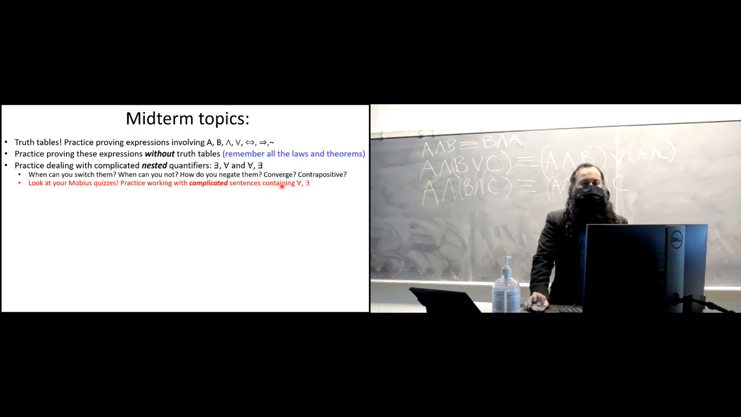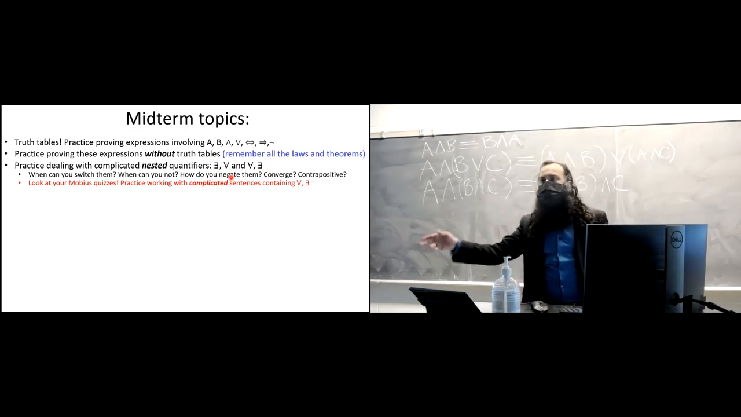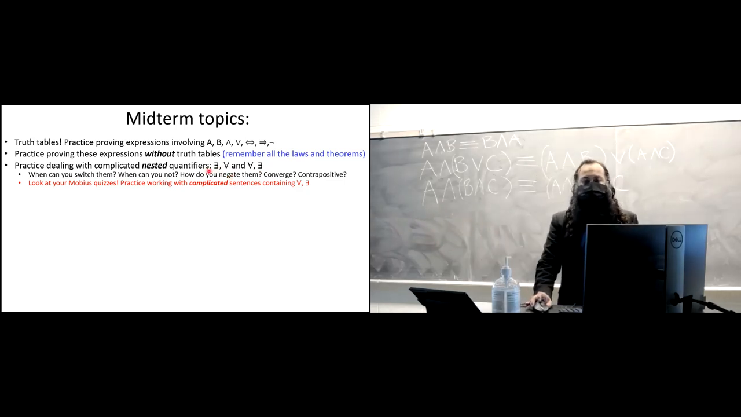Okay, when can you switch them? There exists and for all and there exists. When can you switch the order of these? When they're the same. So if you have there exists X and there exists Y, then you can switch those. If I have for all X and for all Y, I can switch those. When can I switch it if I have there exists and for all, or for all and there exists? Under what circumstances can I switch them? Eric?